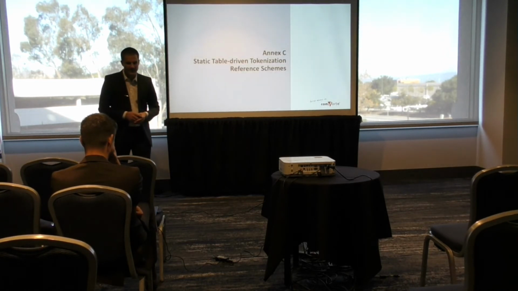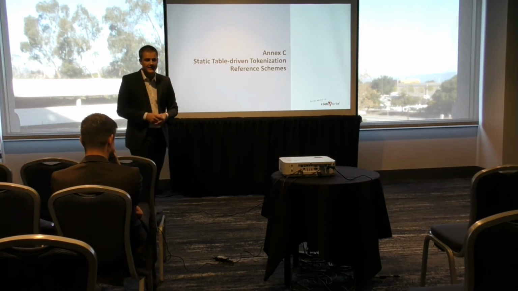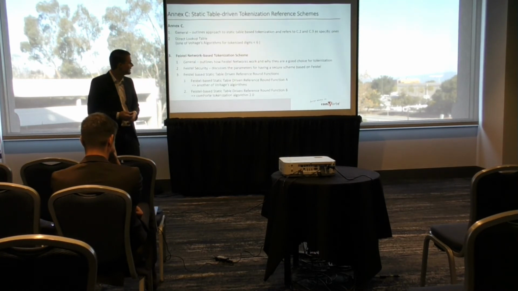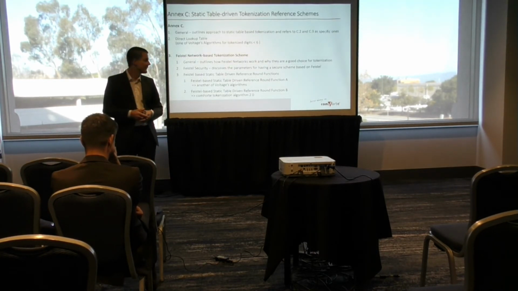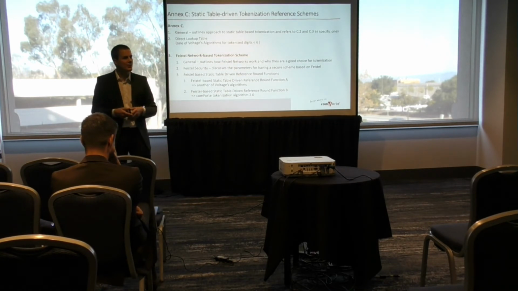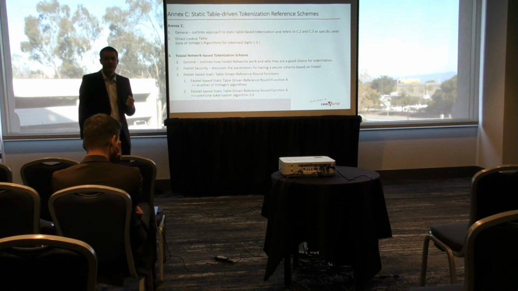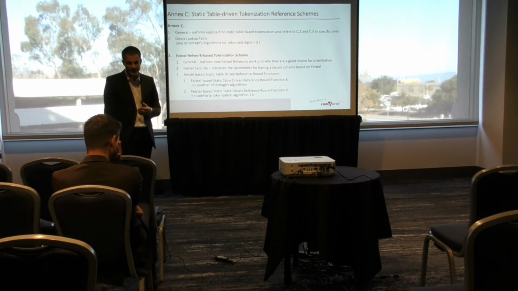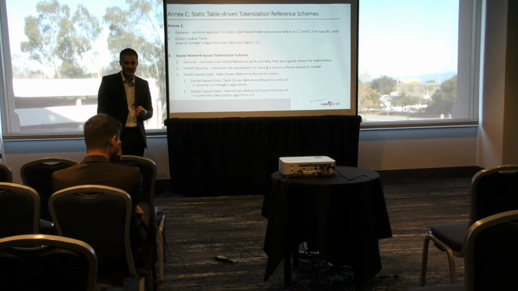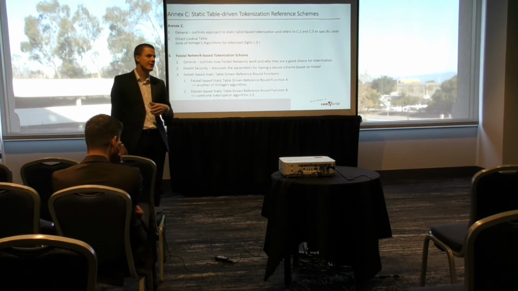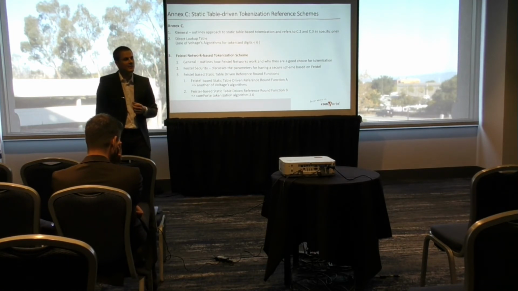So then let's look at Annex C, and that's about the static table-driven tokenization reference schemes. In that annex, it starts with outlining the general approach, what is being done in static table-driven tokenization, and then it refers to the C2 and C3 sections for the actual ways of doing this.